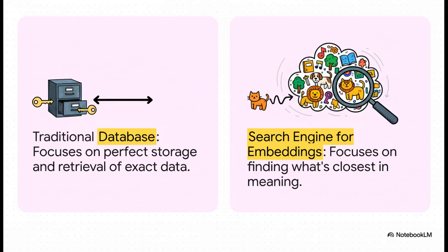It works with things called embeddings, which you can think of as a numerical fingerprint for a concept or a word or even an image. So it's not looking for an exact match. Nope. It's looking for what's closest in meaning, and it uses some really clever tricks like quantization and partitioning to do this at just lightning speed.